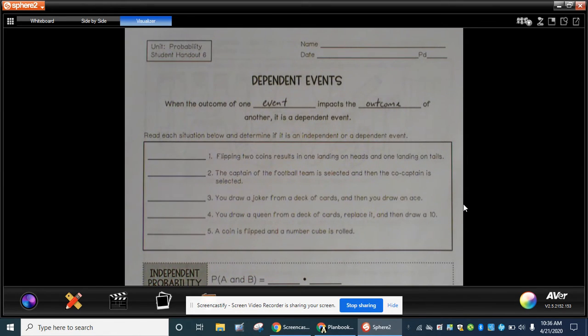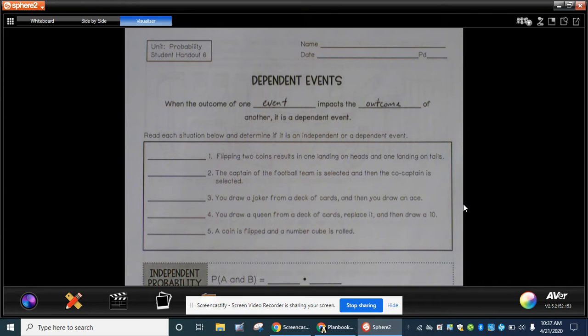Yesterday we talked about independent events, which is where the outcome of one event does not impact the outcome of another event. Today we're going to talk about dependent events. Dependent events are when the outcome of one event impacts the outcome of another. We're going to go through a couple of examples and identify what would be an independent event and what would be a dependent event.